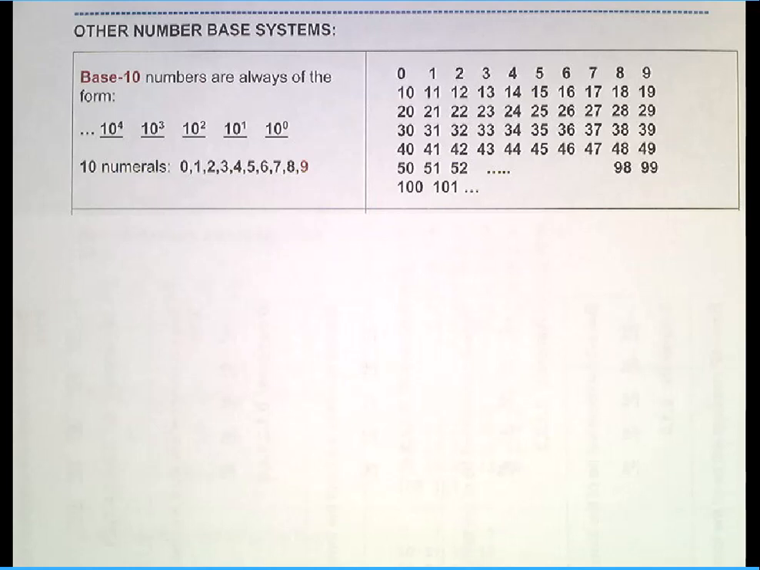Now we're going to talk about how to count in other number-based systems. So other systems besides base 10. This is really going to push your understanding of what place values truly mean. That's why we cover this. Not that you're going to be teaching this in elementary school, but it's to deepen your understanding of place values.